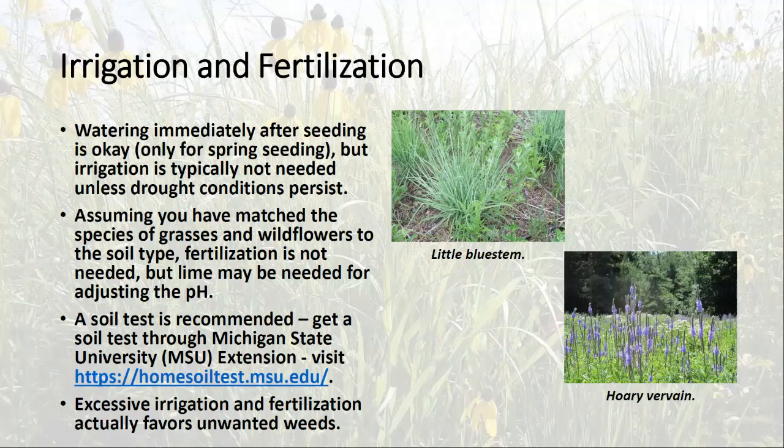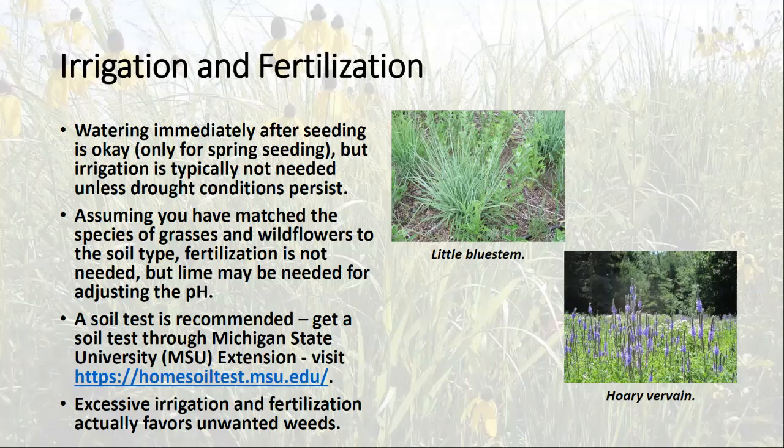Irrigation and fertilization. If you're doing a spring seeding, you can water right away, and then you may need to water after that. It depends on if drought conditions persist, but the irrigation really depends on whether you're going to have drought conditions or not, which, as you know, have been becoming more and more common in Northwest Lower Michigan. It's been a problem for trees and shrubs as well as wildflower and grass establishment. So just be ready to have a plan in place to get water on those plots.